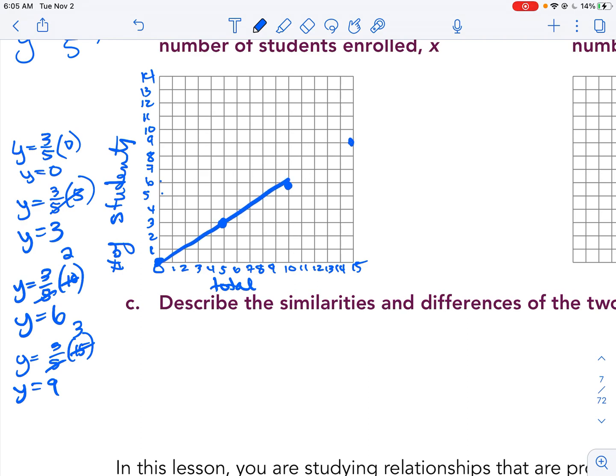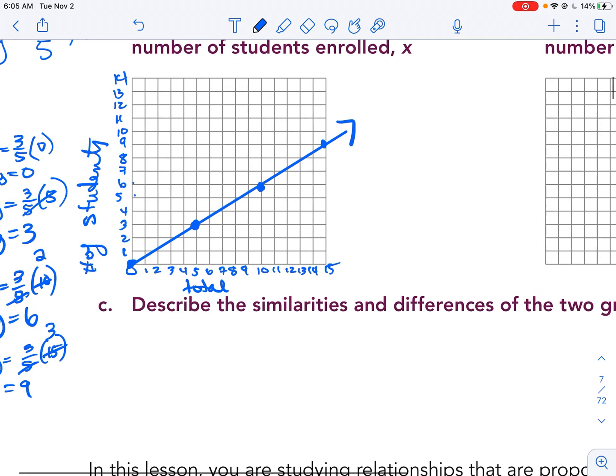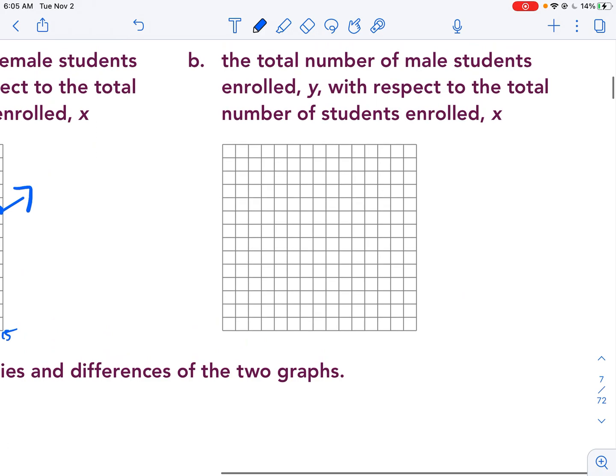So if I was to draw this, we're going to do the same thing over here. This time it's y equals 2/5 x. So this is 0, 1, 2, 3, 4.